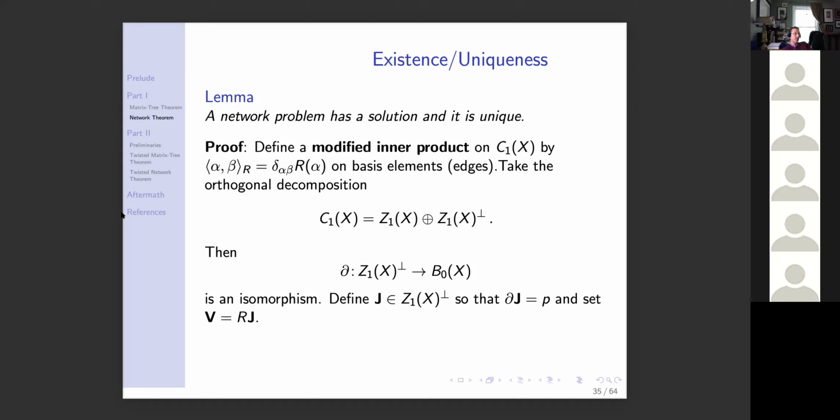And now we have to just check that Kirchhoff's conditions are met. Well, let's set the voltage equal to R times J. So the Ohm law is automatically satisfied. And then let's consider the voltage law. The voltage law would say that V inner product with a cycle is given by R times J inner product with the cycle, but that's the same as J inner product with the cycle in the modified inner product. But by definition, J and Z are orthogonal to each other in the modified inner product. So therefore it vanishes. So therefore the voltage law holds, and the current law holds by definition of how we chose J. So we're done. So therefore we know there's a solution and it's unique.